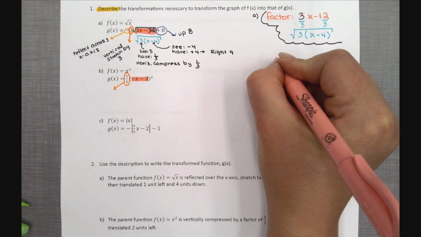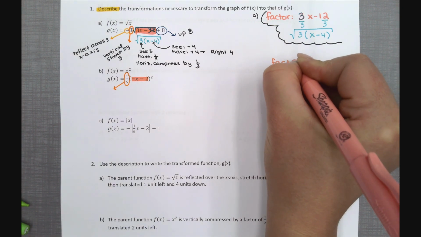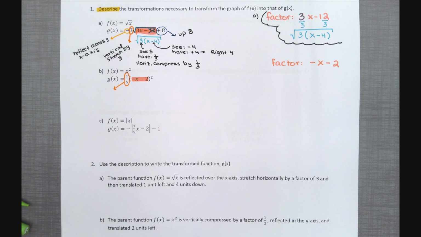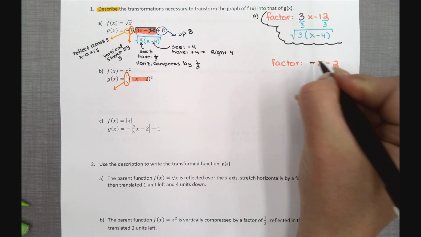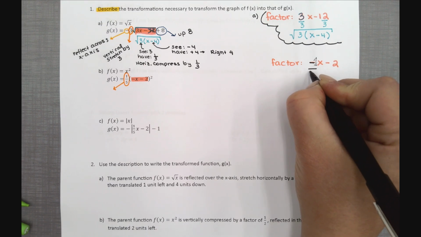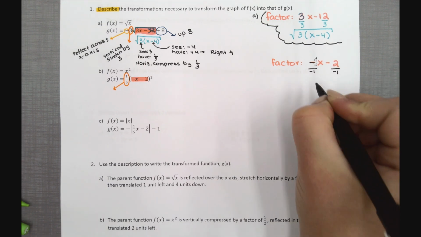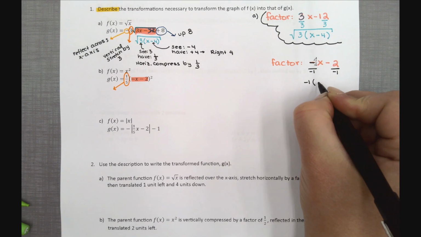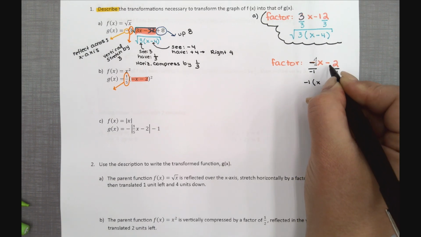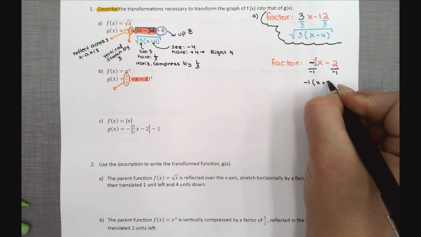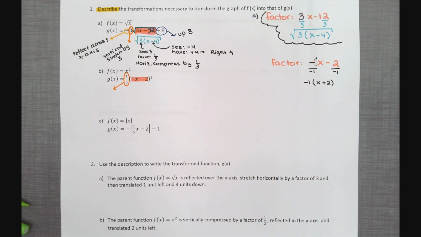So for B, we need to factor negative x minus 2, which means I'm going to take this secret 1 that's in front of x, and I'm going to be dividing by that negative 1. So that means what I actually have is a negative 1 open x, negative 1 divided by, negative 2 divided by negative 1 is a positive 2. Close it. Now this is still inside.